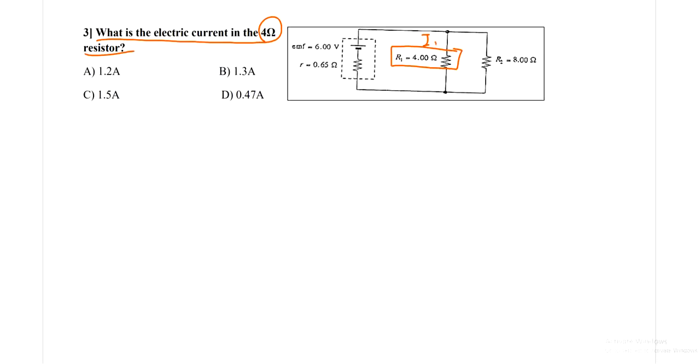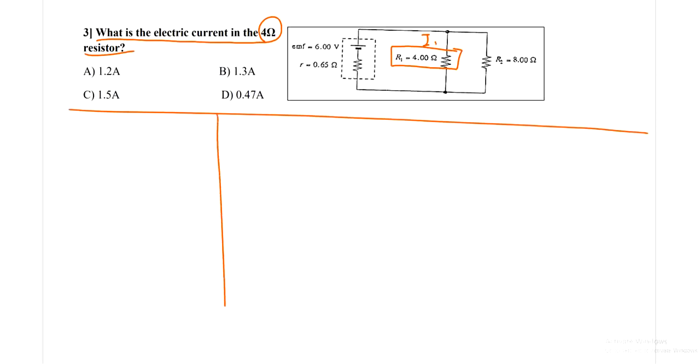Okay? In order to find the current, I will start from this side. The current I1 equals the potential difference in R1 divided by R1. Okay? R1, I have it, but what is the V1?